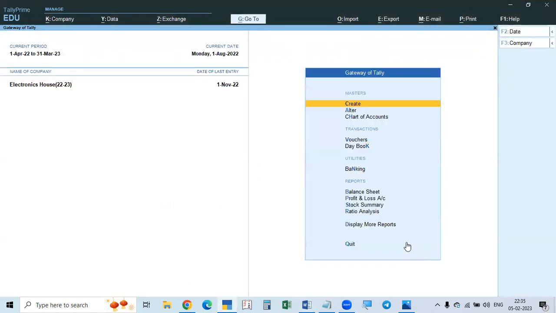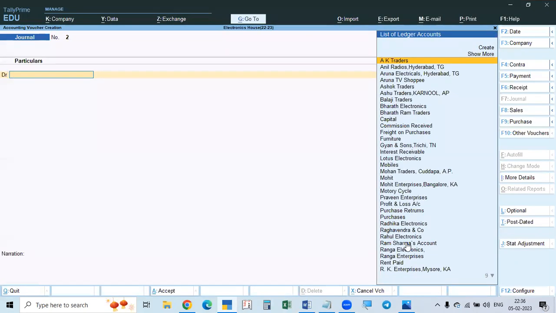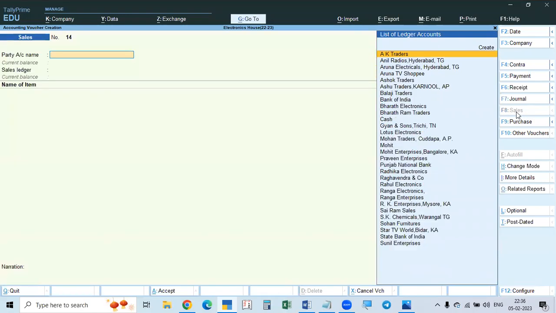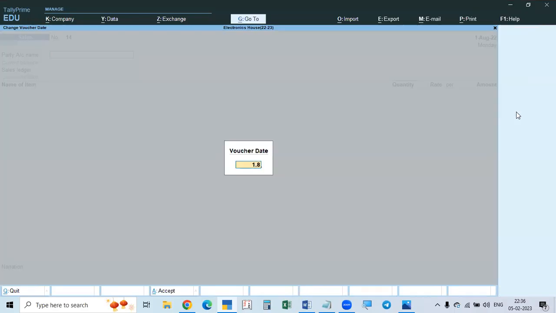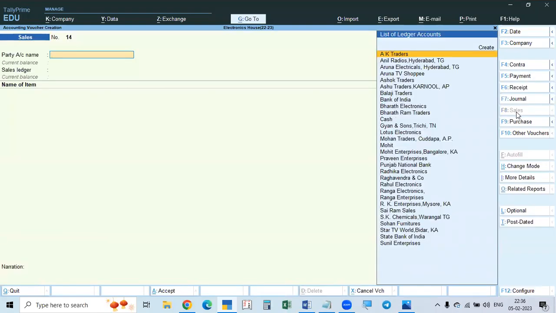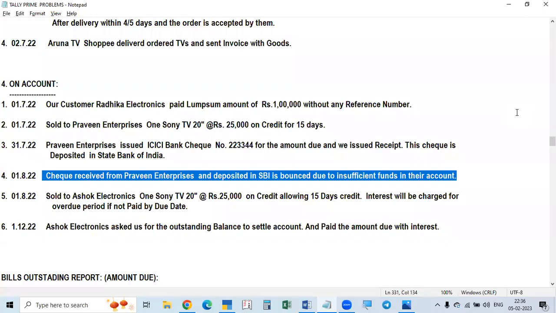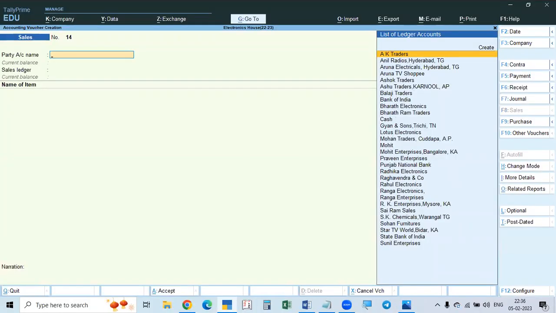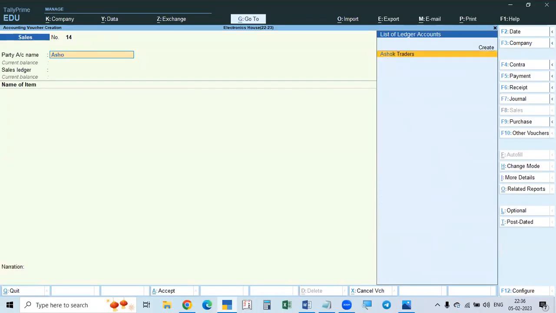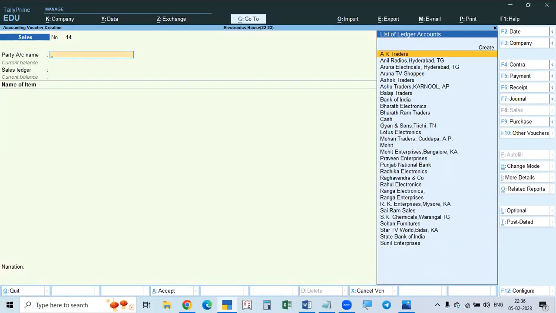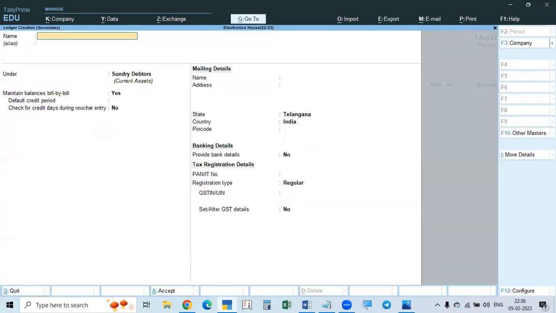So we go to voucher and then it is sale, F8, and the date is 1st August. The same 1st August was there already. Now we are making sales to whom? Ashok Enterprises. So Ashok Traders is there, Ashok Enterprises is not there. So we create, Alt C, Ashok Electronics.